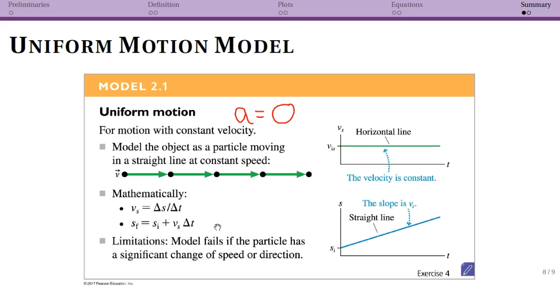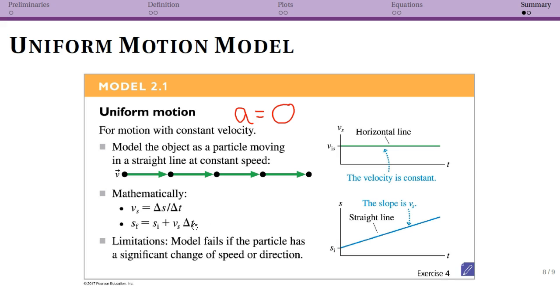There are two equations that we largely will be focused on using in this situation: that the velocity in a direction, for instance x or y, is equal to the change in position in that direction divided by the change in time, and we can then express the position in terms of its initial position, plus that velocity multiplied by that change in time.